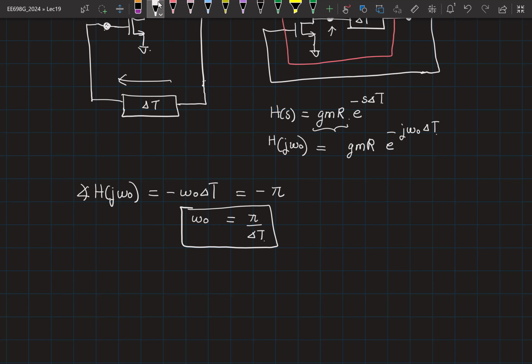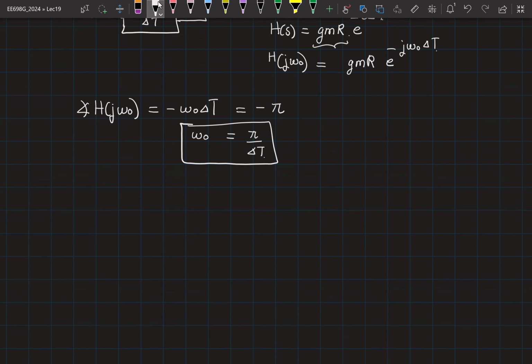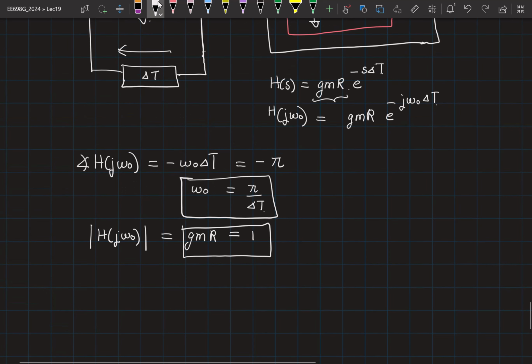Some quizzes there. Yeah. So omega naught is pi by delta t. Now all that you have to check is at this frequency if it can give you a magnitude of 1. So I look at the magnitude of h of j omega naught. What is the expression? GMR. So this has to be equal to 1. And this is not a condition that is harder to manage. You can design for it. Right? So, in effect, this given circuit can oscillate with a frequency of omega naught equal to pi by delta t.